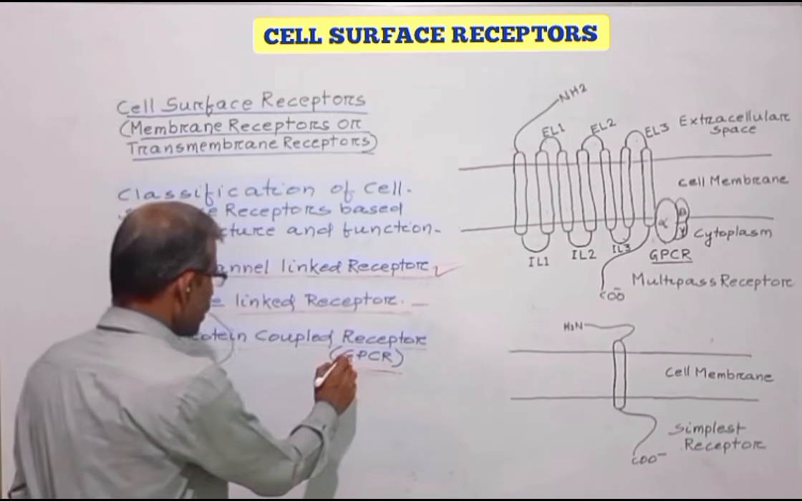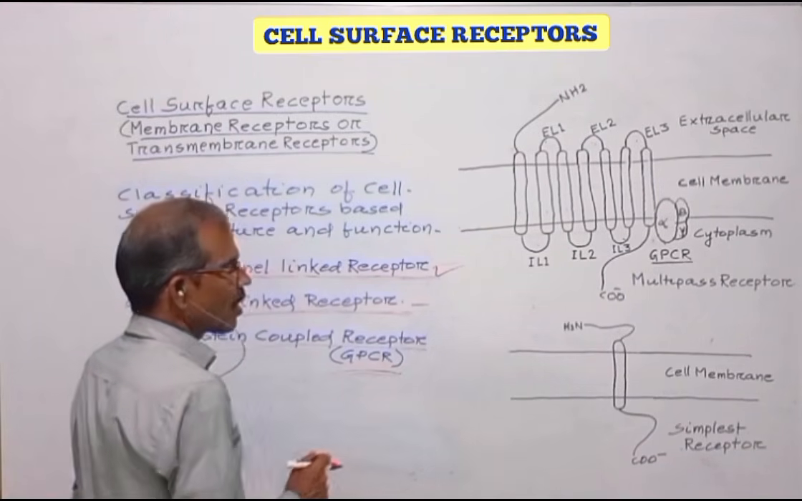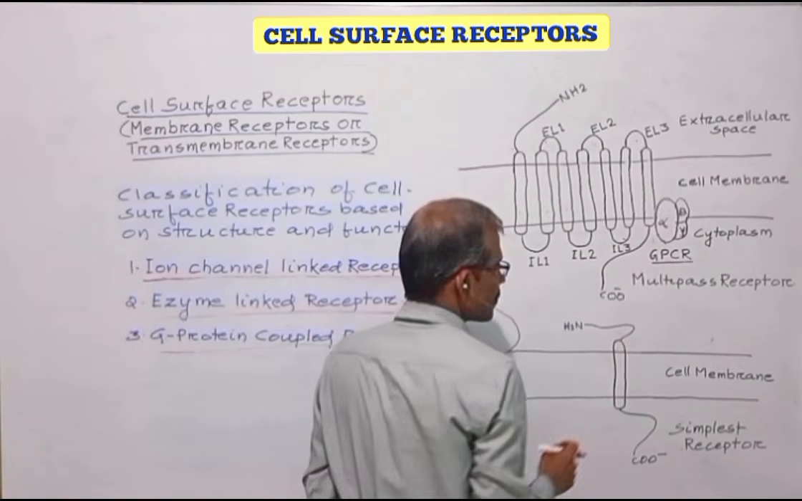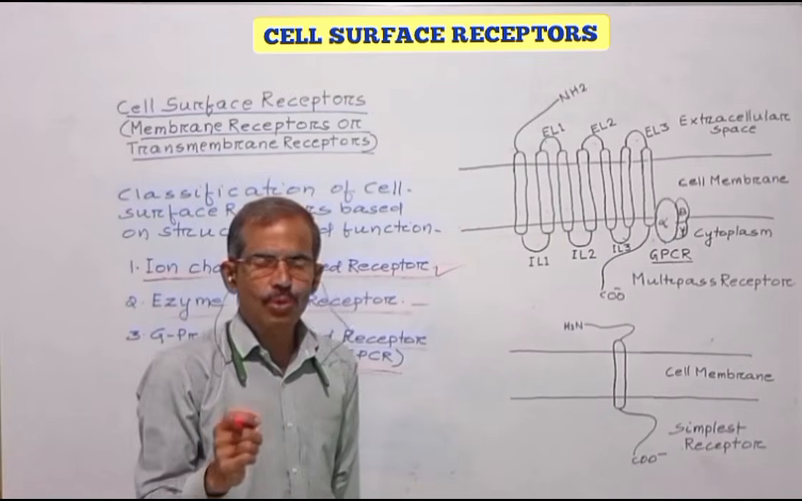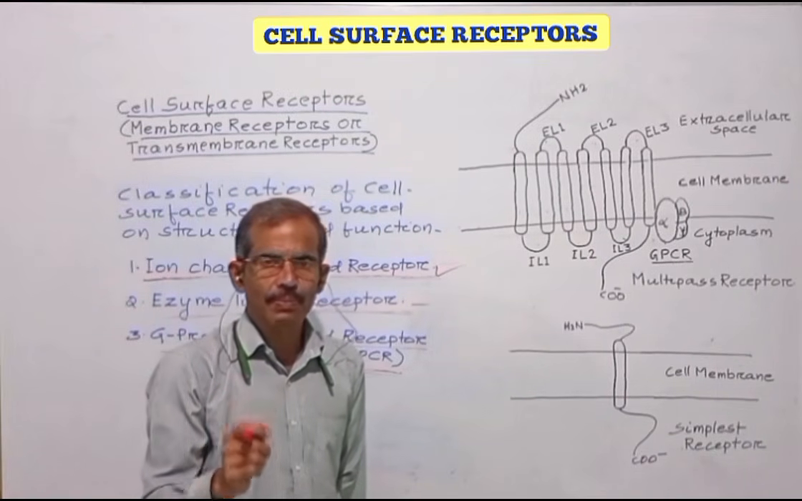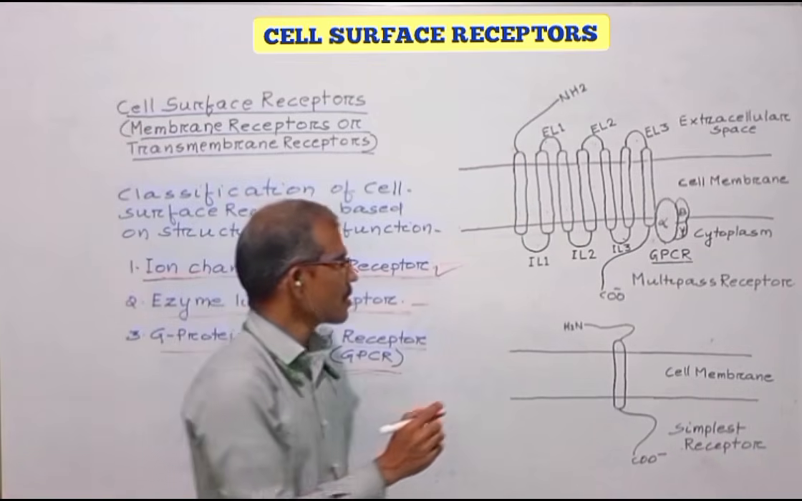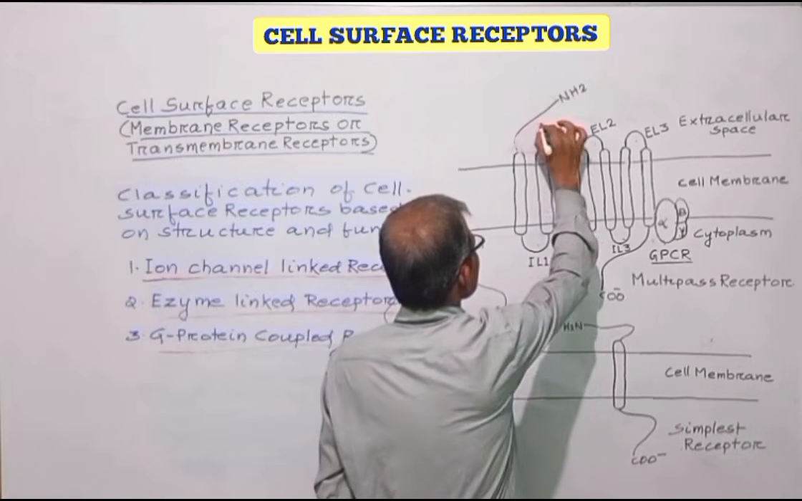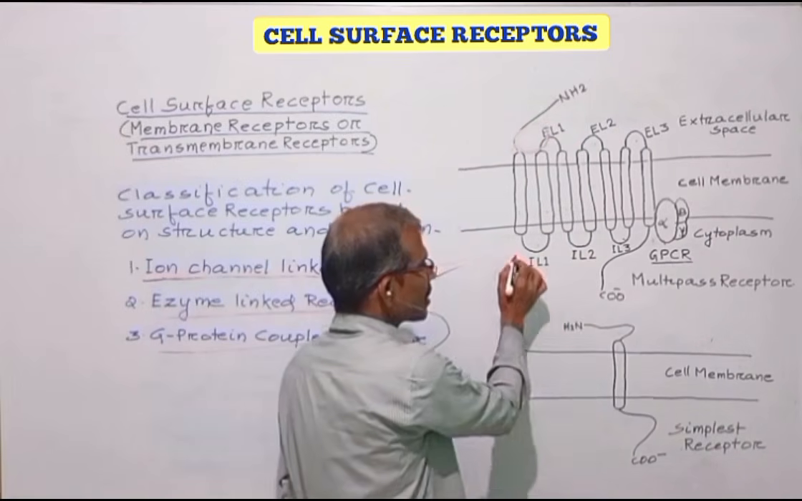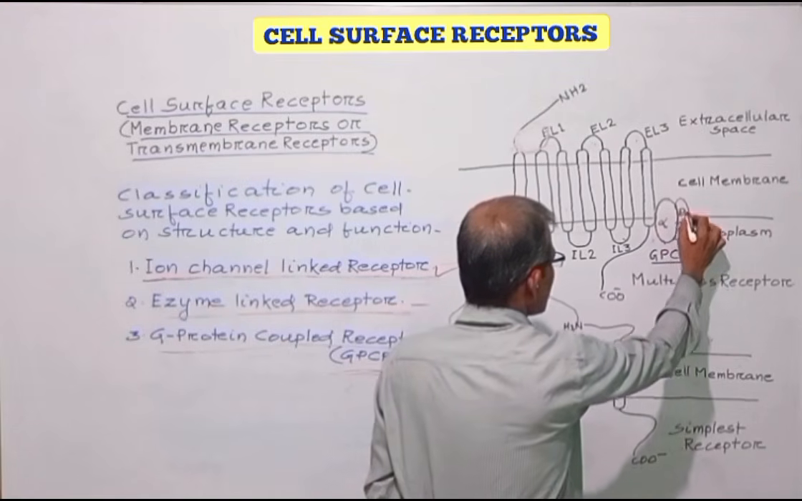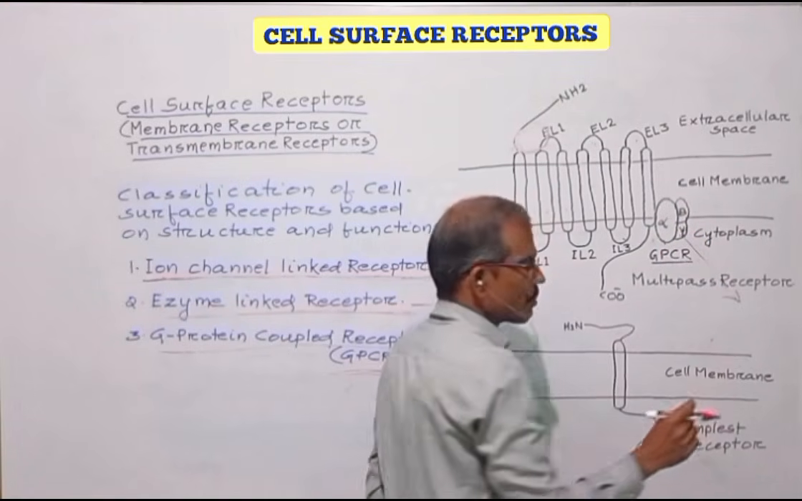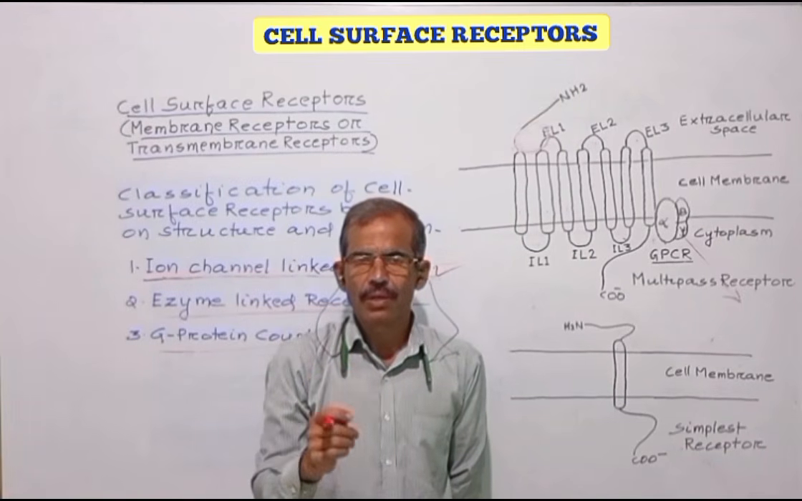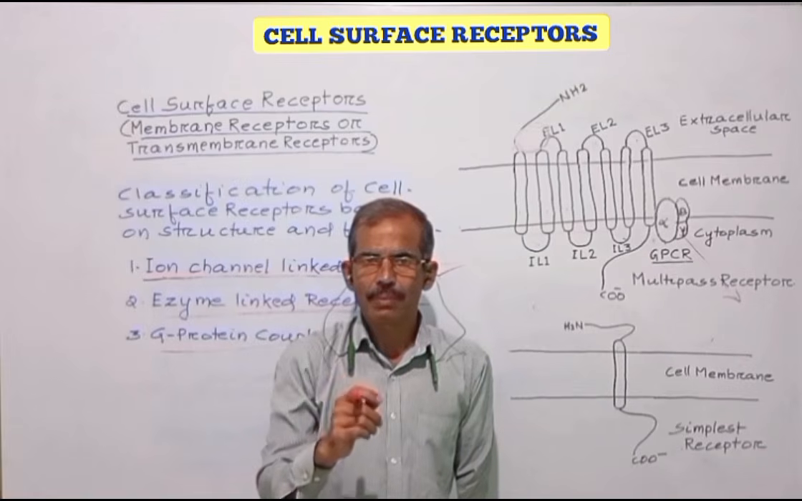Number 3, G-protein coupled receptor or GPCR. GPCR passes through the cell membrane 7 times. Hence, it is also known as 7-pass transmembrane receptors. GPCRs are associated with G proteins. After binding with a specific type of ligand, this receptor activates the associated G protein, which then participates in the intracellular signaling pathway influencing growth, development and metabolism.